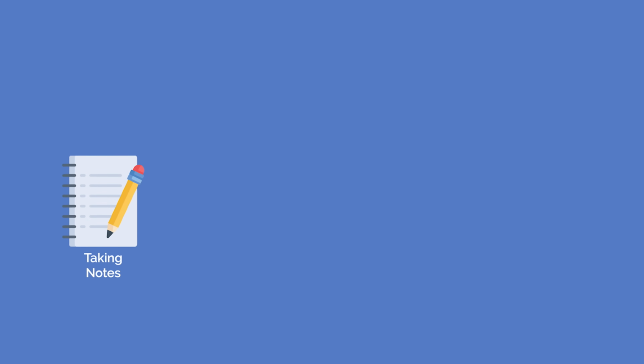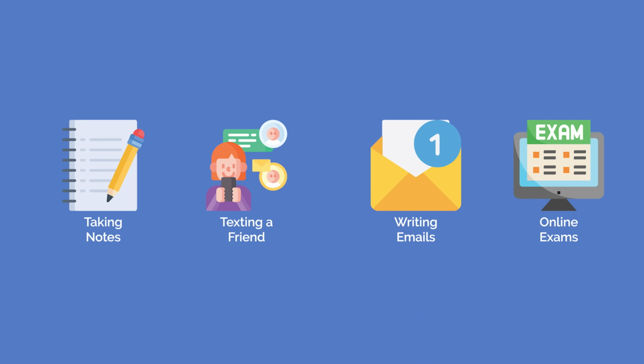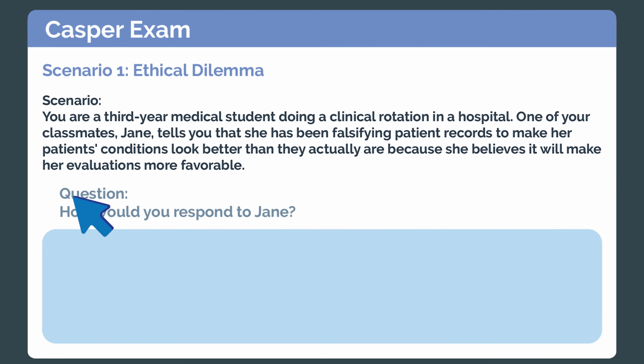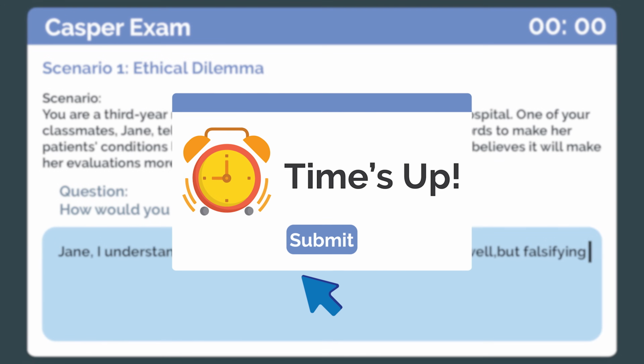That means typing notes, messaging friends, writing emails, completing online exams, and just about anything else writing text on a computer or phone becomes substantially faster. Certain tests, like Casper for medical school applicants, require free text responses within a strict time limit. That means if you're a slow or inaccurate typer, you're at a disadvantage.